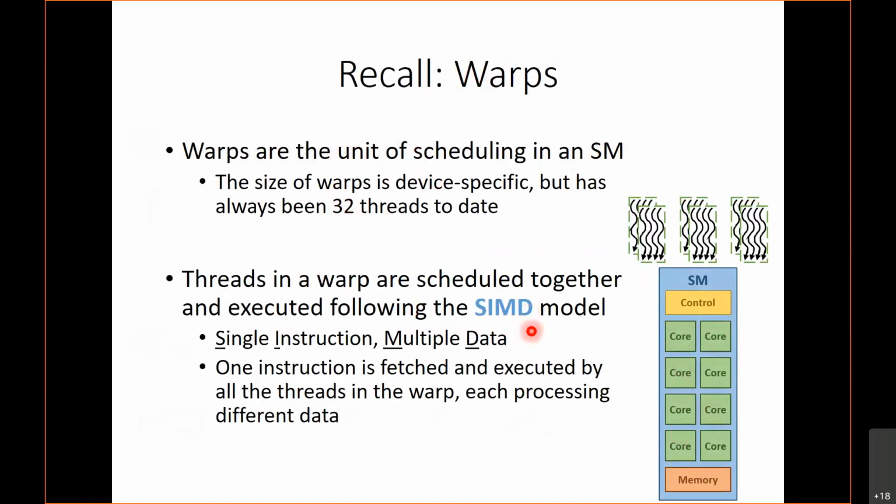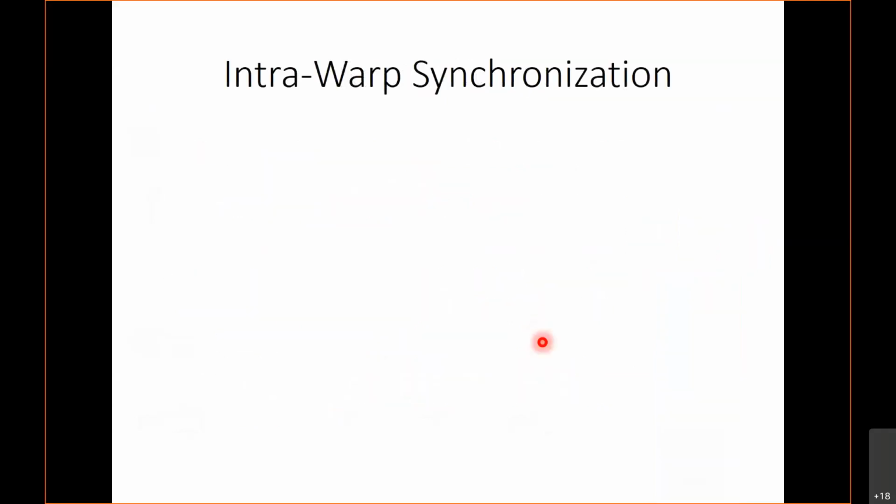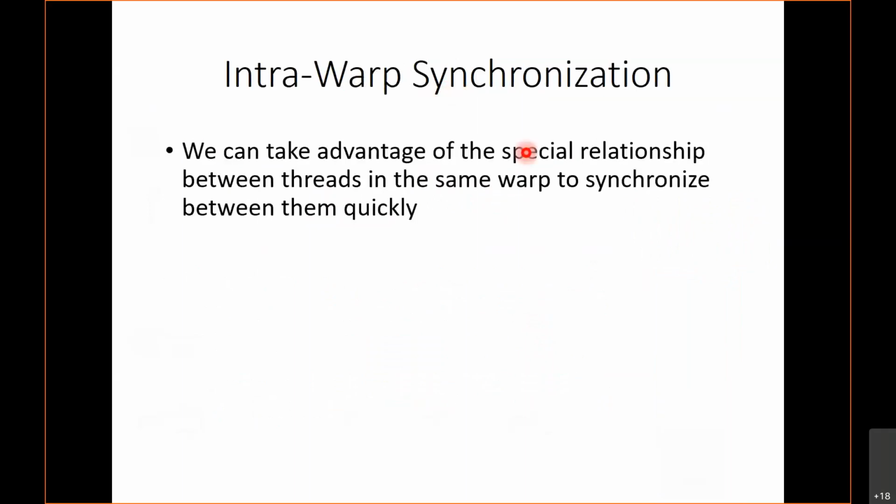Now, because warps execute following the SIMD model, because the threads in the warp are executing at the same time on the SM, we can take advantage of that by synchronizing between them more efficiently than, for example, we synchronize across threads in an entire block using sync threads. And this brings us to the topic of intra-warp synchronization. So we can take advantage of the special relationship between threads in the same warp to synchronize between them quickly.